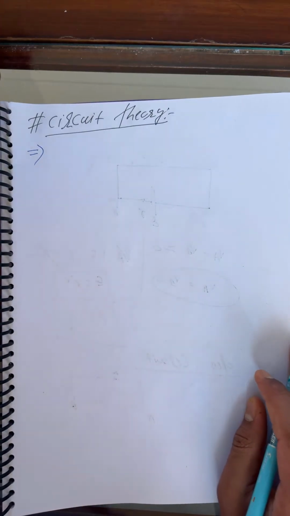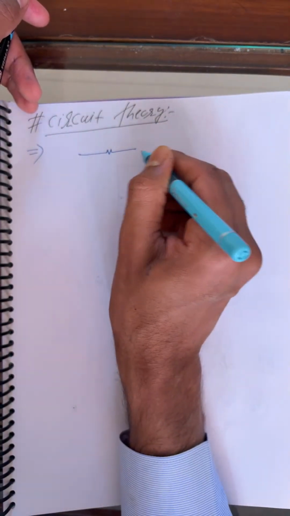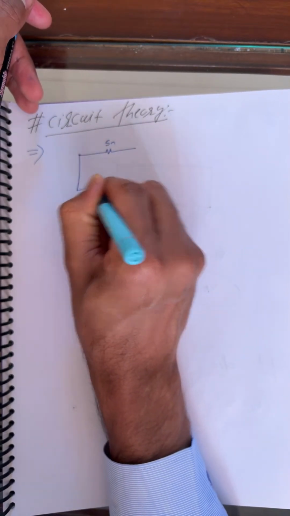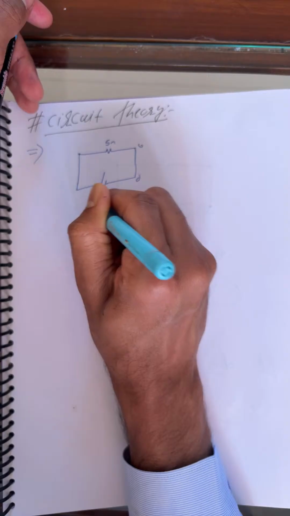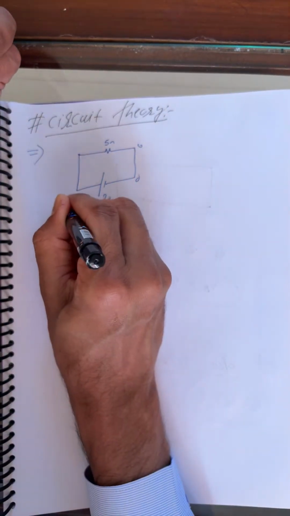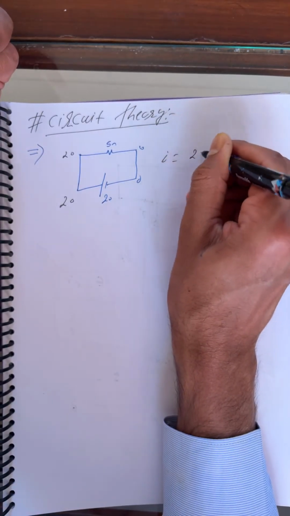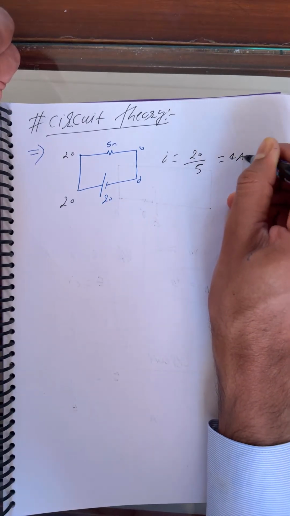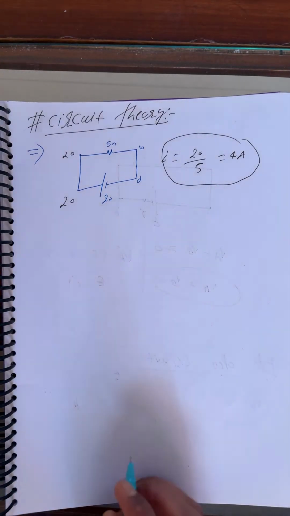You can understand circuit theory in the easiest way with a numerical. Let us suppose this is a 5 ohm resistor, a fundamental numerical, and this is 20 volt. So this is 0 and this is 0. The current is V by R, so I is 4 ampere.